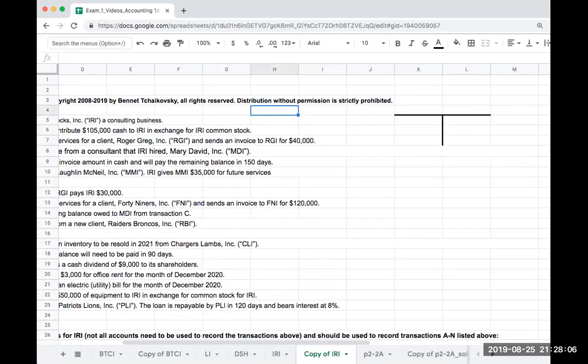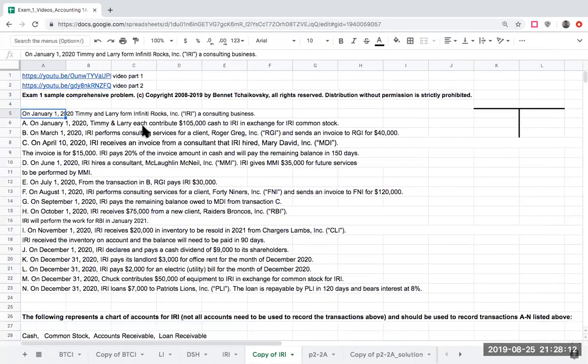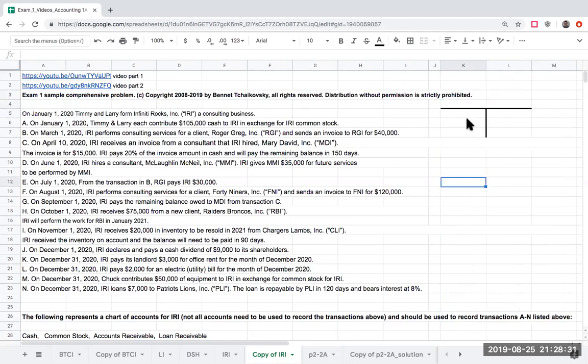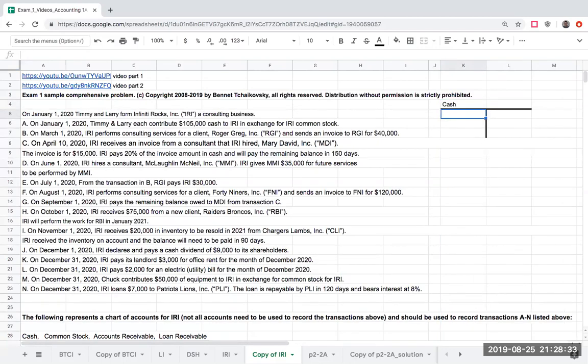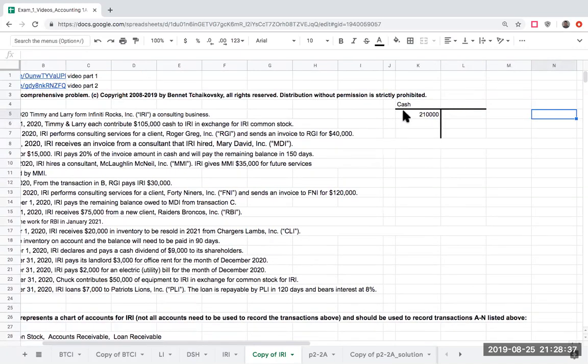Okay, so on January 1st, 2020, Timmy and Larry form Infiniti Rocks, a consulting business. On January 1st, Timmy and Larry each contribute $105,000 in exchange for common stock. So how do we want to record transaction letter A? Cash, 210,000. Common stock, $210,000. Perfect.